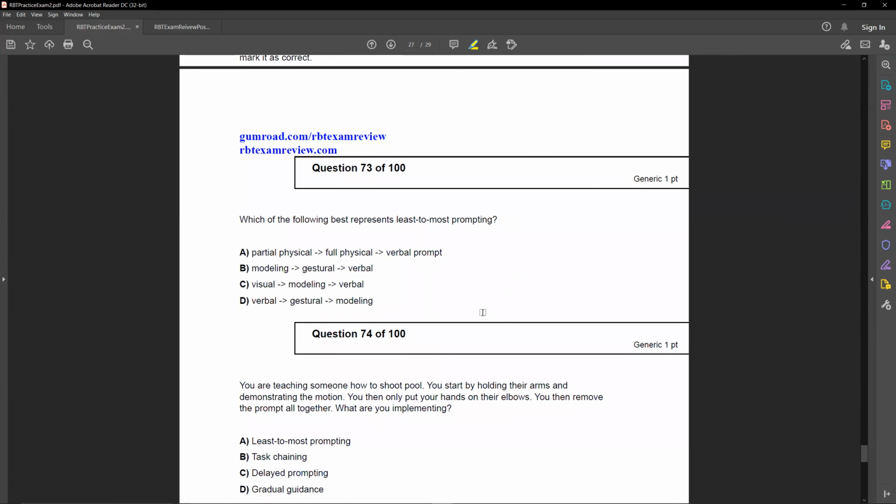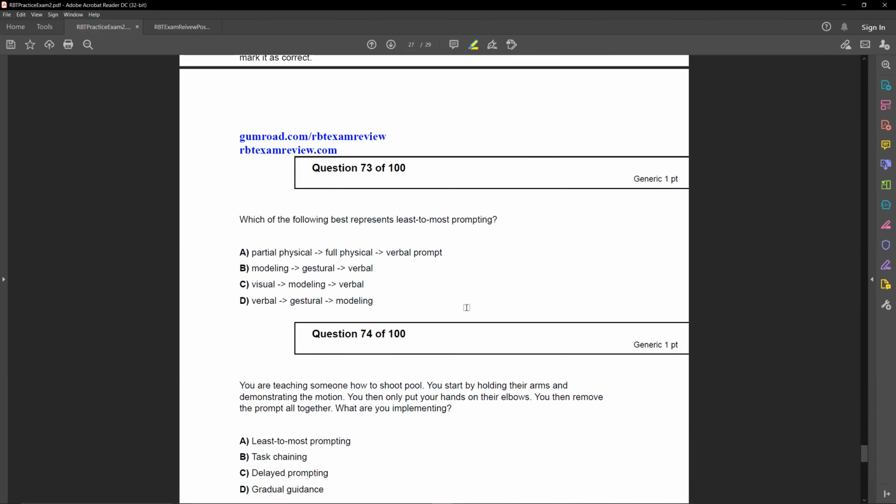73. Which of the following best represents least to most prompting? Least to most and most to least prompting involve the prompt hierarchy. So we go up and down our prompt hierarchy. We go from full physical to partial physical to modeling, etc.